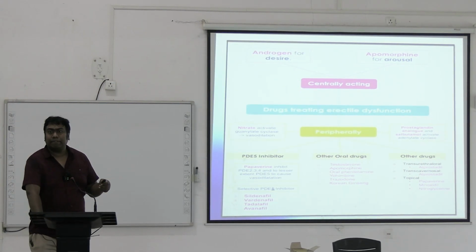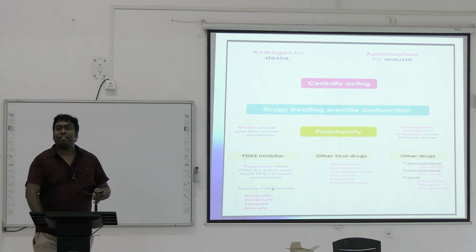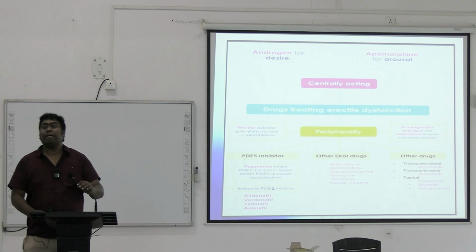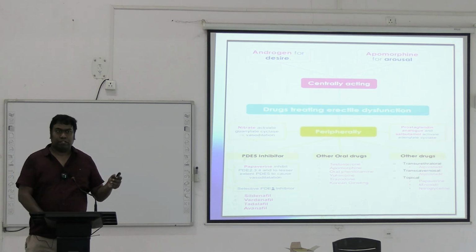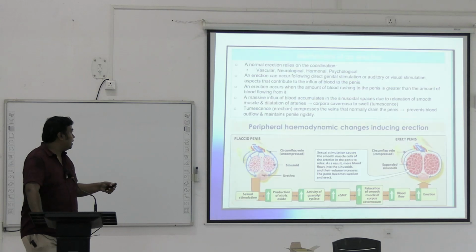How does it act? Potassium channel opener, like nicorandil. Minoxidil is primarily used in alopecia, hair loss. So these are the drugs used for erectile dysfunction.